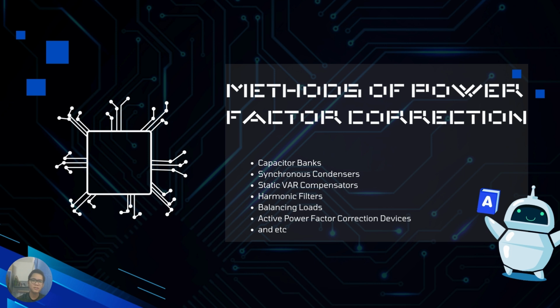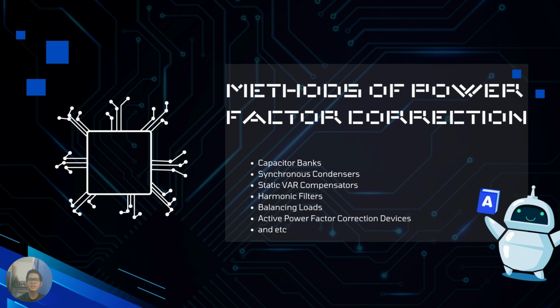The second one is synchronous condenser. A synchronous motor runs overexcited to provide reactive power to the system. This balances the inductive load and improves the power factor. Its advantage is its adjustable reactive power output and it can improve system stability, but the disadvantage is high initial cost.